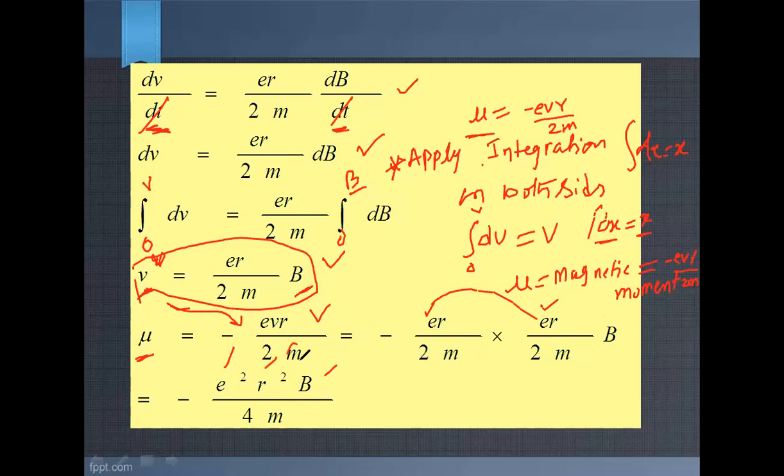I think there is no m here. You should check this equation. No m here. eVr by 2, I think. I'll check this equation and let you know next class. I don't think m is there. So eVr by 2, and with no m this becomes e square r square B by 4. This is the magnetic moment equation.